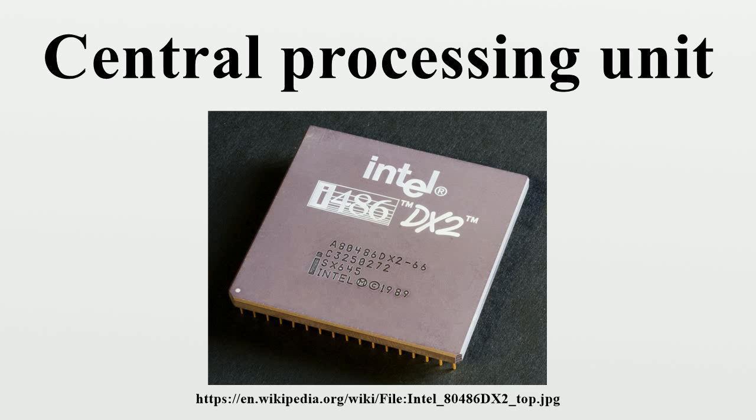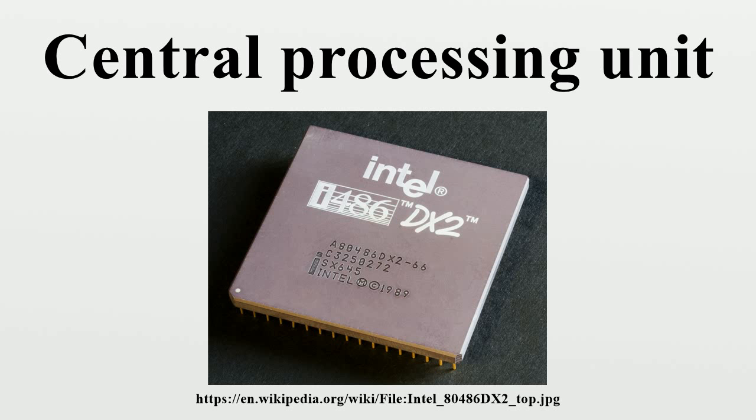In more complex CPUs, multiple instructions can be fetched, decoded, and executed simultaneously. This section describes what is generally referred to as the classic RISC pipeline, which is quite common among the simple CPUs used in many electronic devices. It largely ignores the important role of CPU cache, and therefore the access stage of the pipeline.